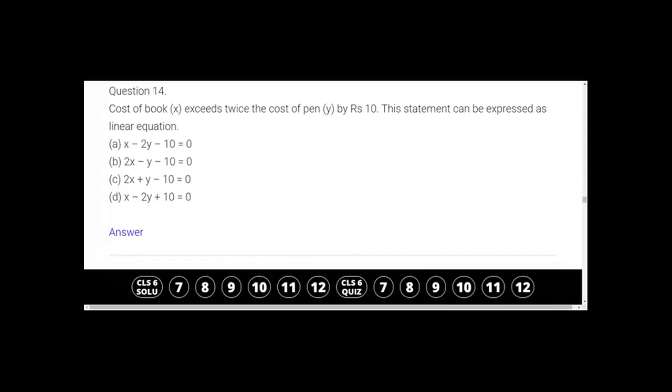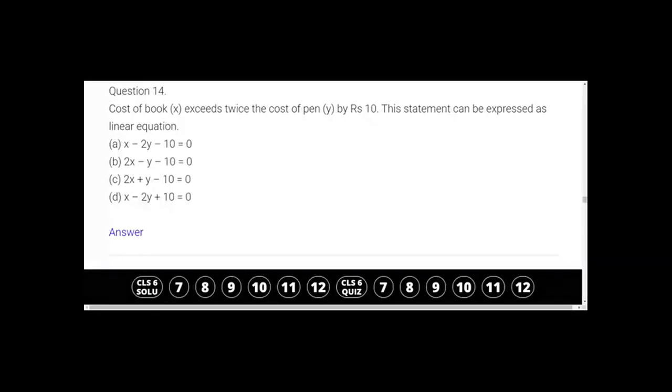Now, Sachin? Yes, ma'am. Sachin, you have to answer. Ma'am, screen is not visible. One minute. Cost of a book exceeds twice the cost of a pen by 10 rupees. Ma'am, option D.